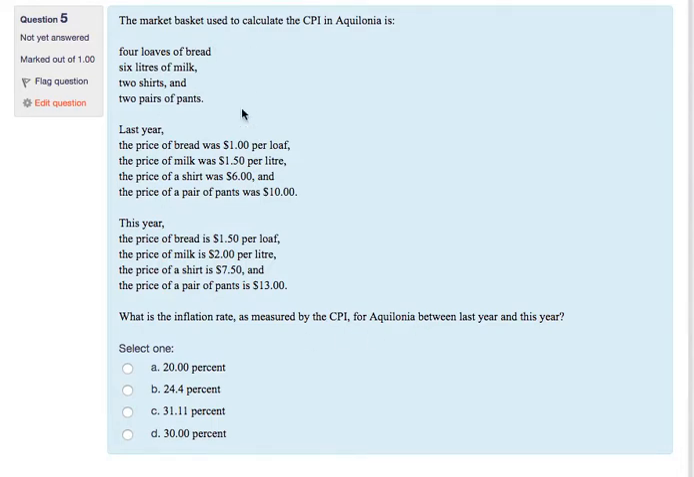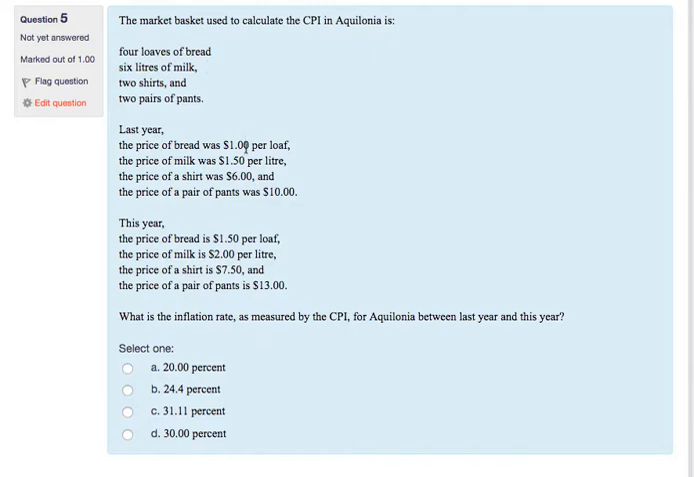So we always have to take into account how many units are bought. If we buy more loaves of bread, it's going to have a bigger impact on CPI, a bigger weight, and so on and so forth. The thing we have to keep in mind is that we'll have to multiply. So we'll have to look at the cost of this basket in the previous year and the cost of this basket in the new year.